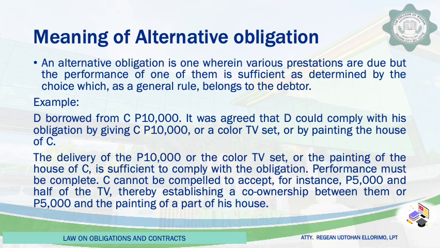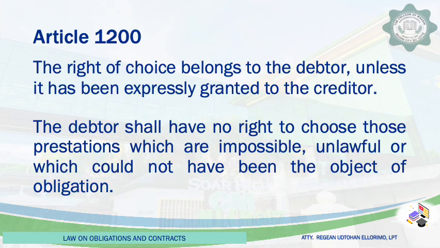Take note class of Article 1199. Article 1200. The right of choice belongs to the debtor unless it has been expressly granted to the creditor. The debtor shall have no right to choose those prestations which are impossible, unlawful, or which could not have been the object of obligation. This article, class, explains who has the right to choose in an alternative obligation and what limitations apply to the choice.